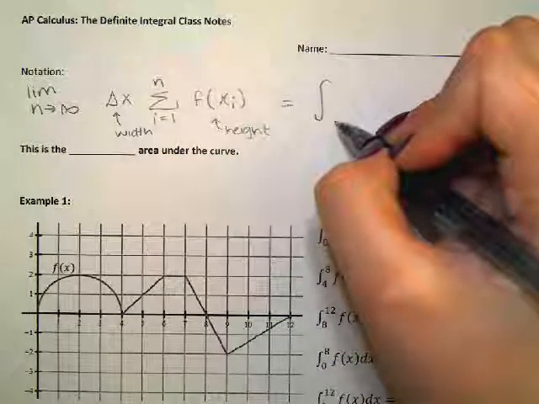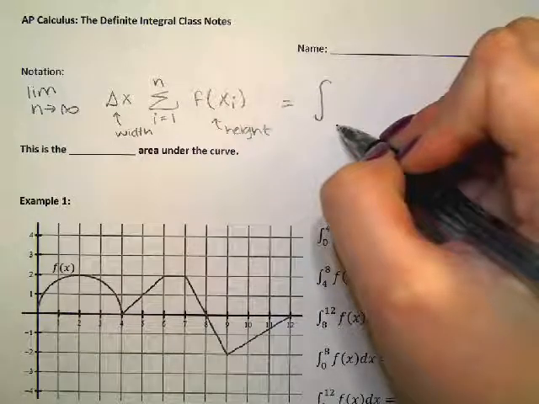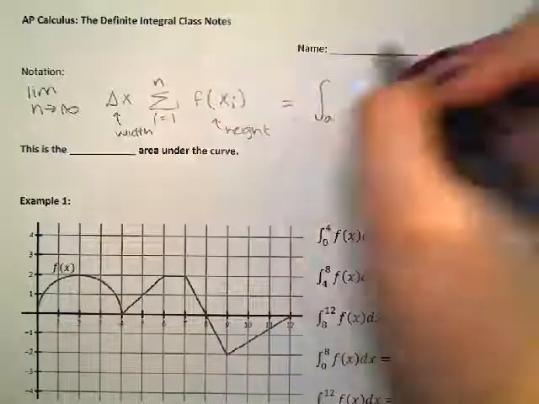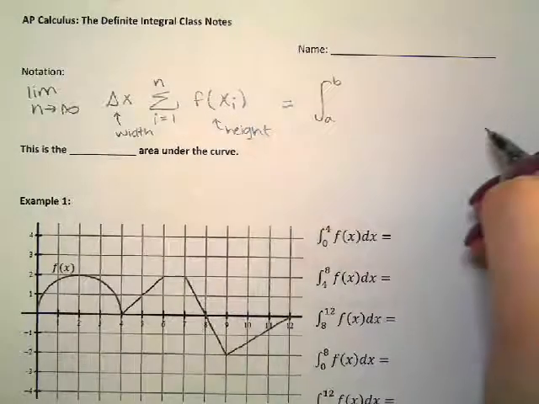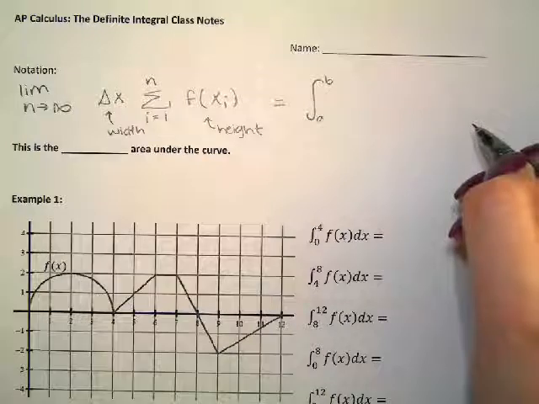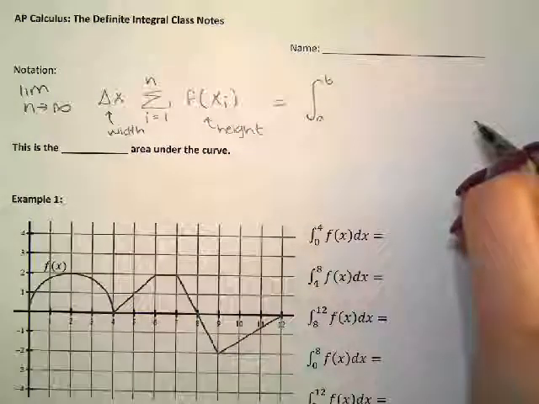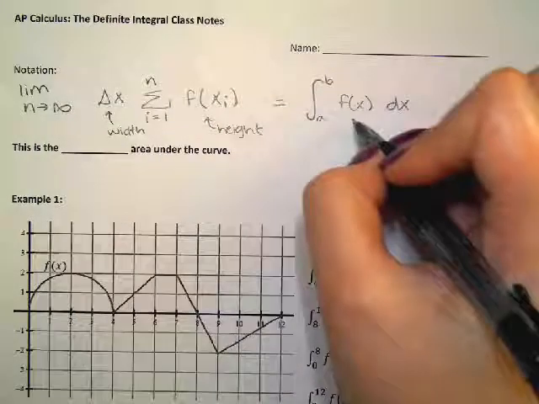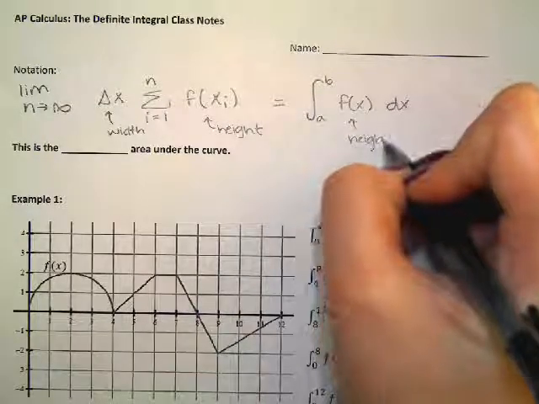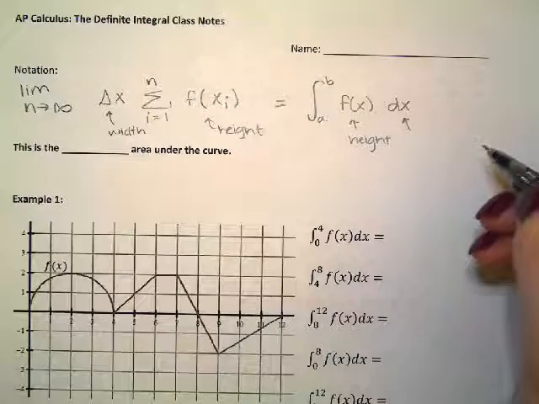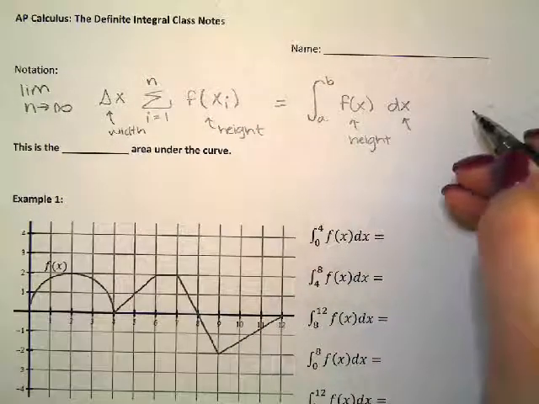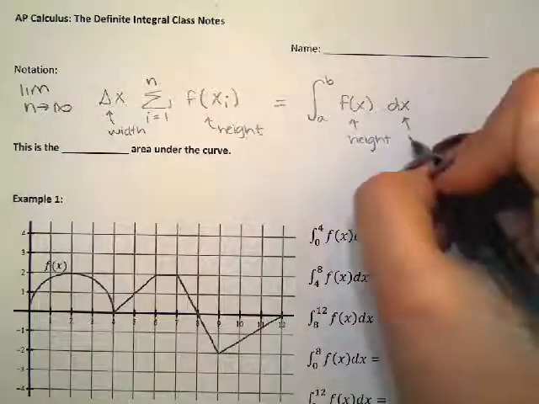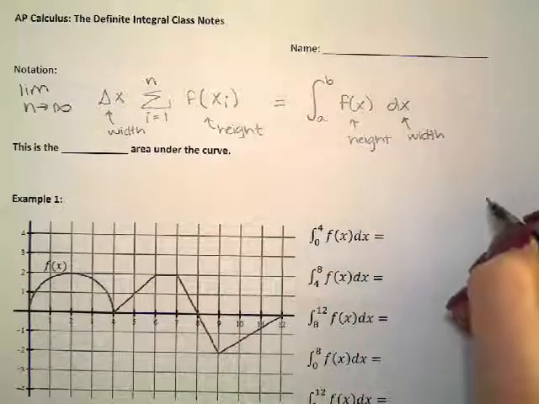What do I write for the lower bound? A. A is the lower bound. What's the upper bound? B, because we say the interval from a to b. And then do you guys remember what comes next? The integrand. f of x dx, which is the integrand. Again, f of x is the height, and dx just means the change in x, the rate of change of x. So this is the change of x, which is the width, because delta literally means change.